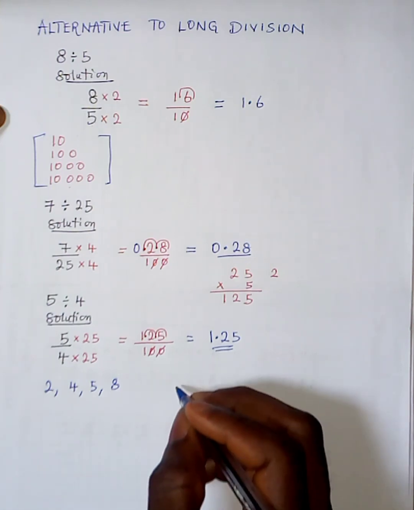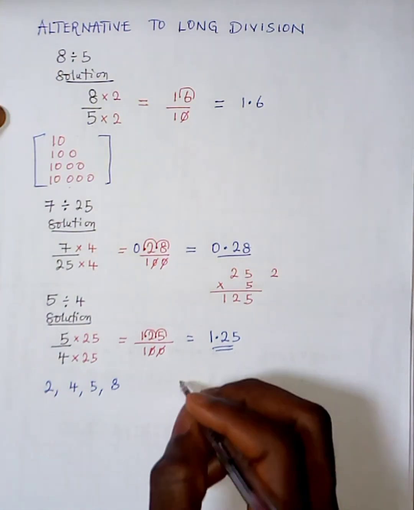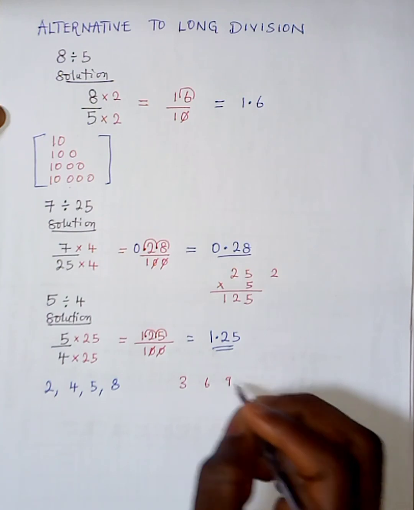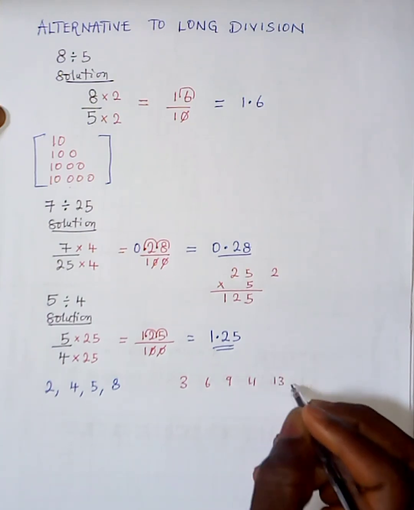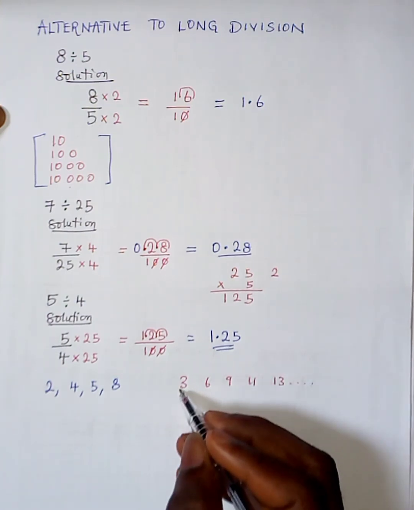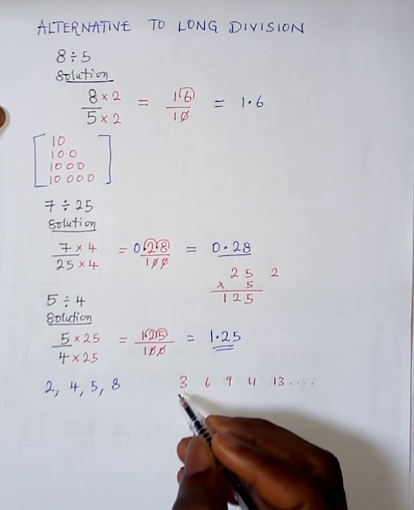But if your denominator is 3, 6, 9, 11, 13, and so on, it will not work. You will have to use the long division.